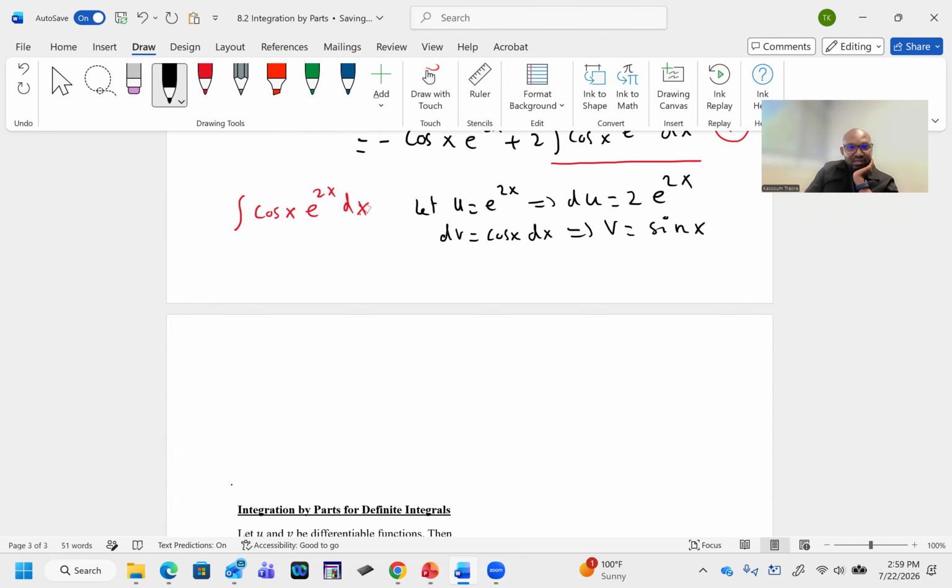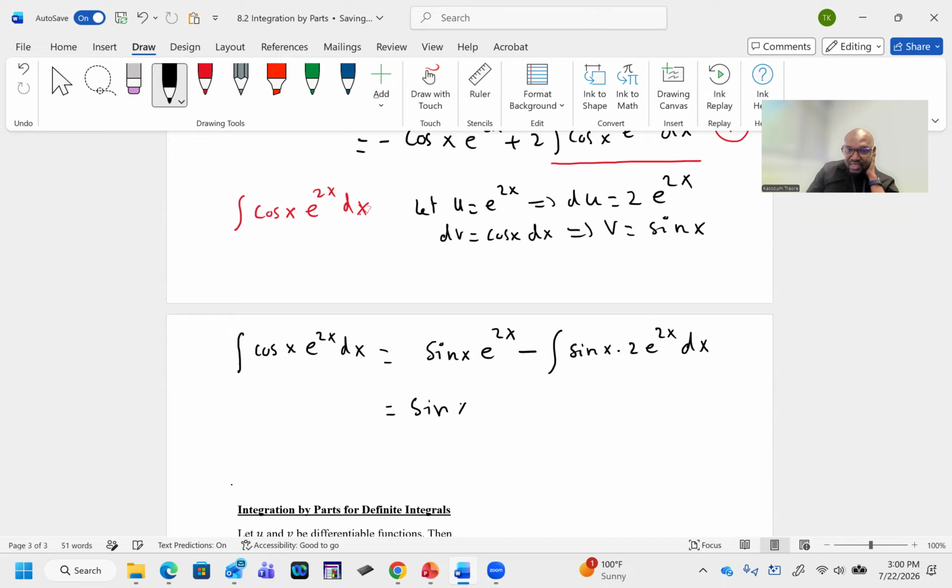So that means the integral of cosine of x e to the power of 2x dx also will become what? U times v, so it will be sine of x e to the power of 2x, right? Minus the integral of v times du. So sine of x times 2e to the power of 2x dx. So basically, that will be what?